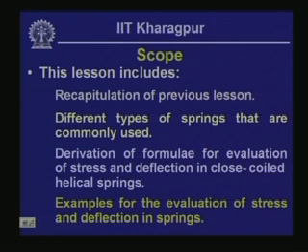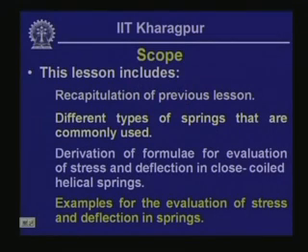The scope of this particular lesson therefore includes the recapitulation of the previous lesson. Now, as we have seen, in the previous module we discussed the stability of columns, and in the previous lesson on stability of columns I gave you some questions. We will be discussing the answers of those questions, and to that extent we will recapitulate the previous lesson. Also, we will look into the different types of springs that are commonly used, and this particular lesson includes the derivation of formulae for evaluation of stress and deflection in closed coil helical springs.